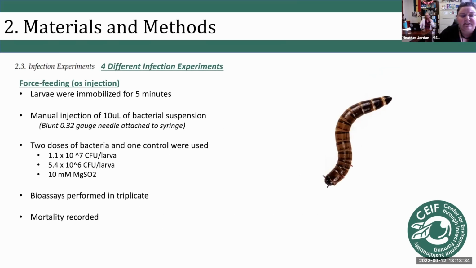So there were 4 different types of infection experiments that were done, and we're going to go over the materials and methods for all of them first. The first one was force feeding, also referred to as OS injection. The larvae were immobilized, and then a manual injection of 10 microliters of bacteria suspension were injected through the mouth to the larva. And then 2 doses of bacteria and 1 control were used, a high dose, a low dose, and then a negative control. The bioassays were performed in triplicate, and then the mortality data was recorded.